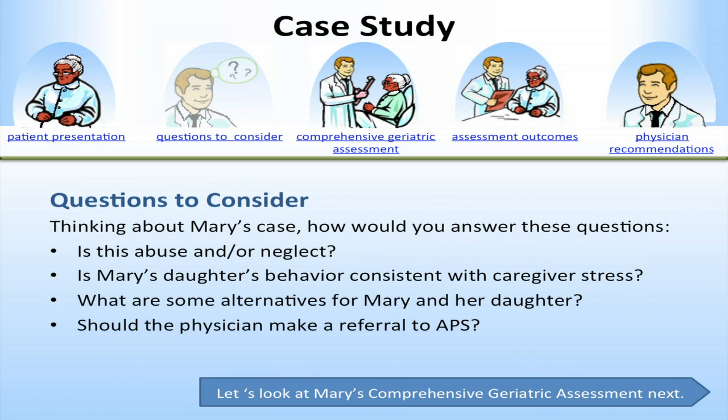So let's consider a few questions. Thinking about Mary's case, how would you answer these questions? Is this abuse or neglect? Is Mary's daughter's behavior consistent with caregiver stress? What are some alternatives for Mary and her daughter? And should the physician make a referral to Adult Protective Services?